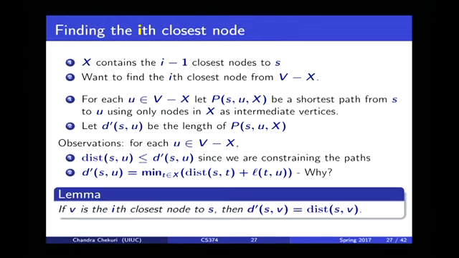Then the claim is, if you look at all these d prime values and take the minimum of them, that guy is surely the ith guy. That we found the right distance to that guy. But I don't know what the ith guy is. I'm trying to find the ith guy, but my claim is that if I calculate d primes, then for the ith guy, d prime is the real distance. Why is it the real distance for the ith guy?